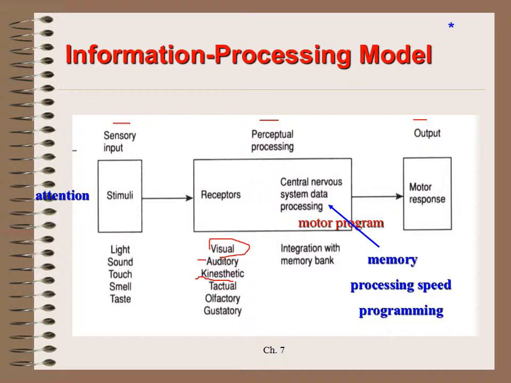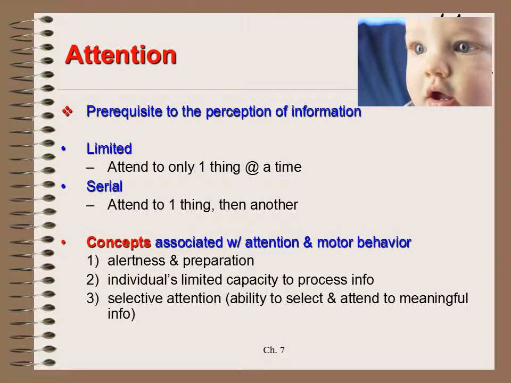So you get the information coming in, the sensory input. We process that information. There's a memory component, there's processing speed, and of course the programming involved in selecting a desired output. The model also involves attention, so you've got to be attending to things. The notion behind attention is that our attention is limited. We can only attend to one thing at a time.